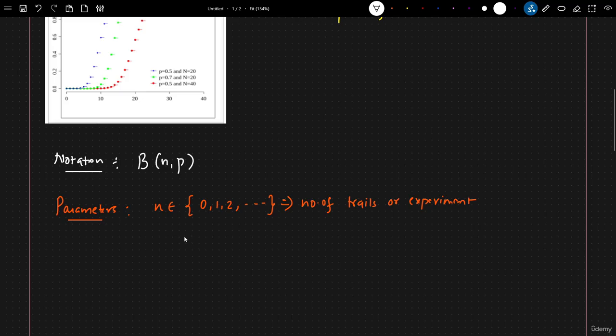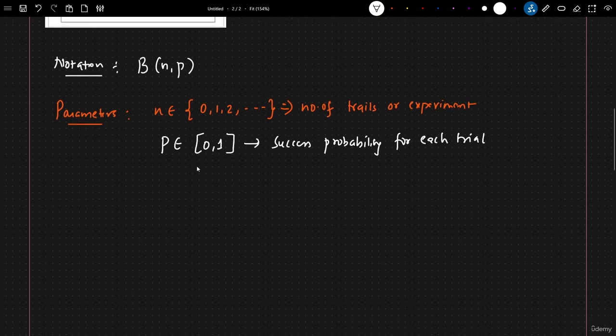Here, my p value belongs to 0, 1. This is my success probability for each trial. It's like when I'm tossing a coin, every time I may get heads or tails. I may denote it as zeros or ones. Okay. Then if you know p is this, then q will be what?